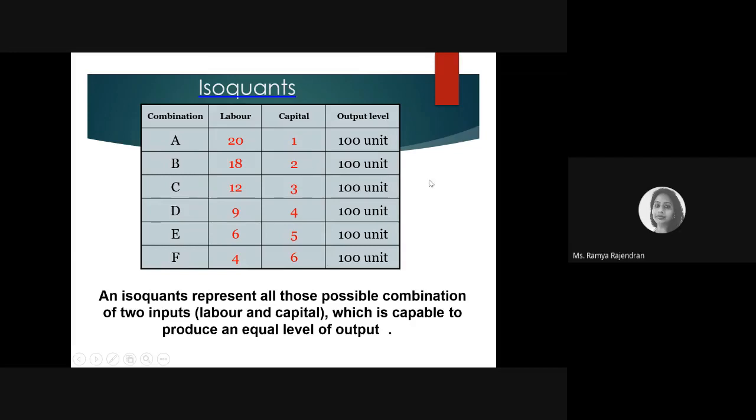The output remains the same because my demand is always going to be the same. I have only 100 people living in my city and only those 100 people drink coffee. So my demand is 100. To decrease the cost, I'm increasing the capital to go for technological advancement so that I can decrease my labor. So this is called isoquants.